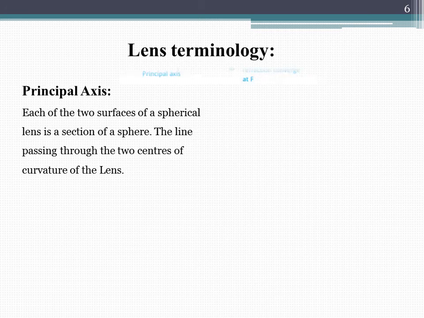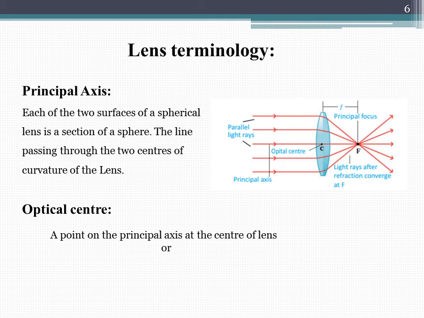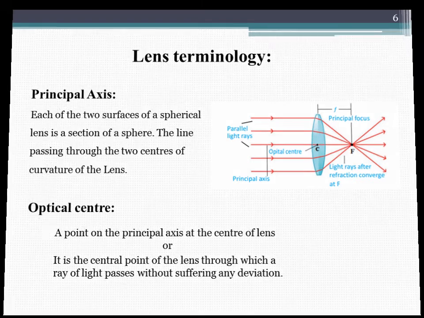Now let's discuss some terms associated with lenses. Principal axis is the line passing through the center of the surface of the lens shown in the figure. Each of the two surfaces of a lens is a section of a sphere. So the principal axis is the line passing through the two centers of curvature of the lens. Second is the optical center, which is a point on the principal axis at the center of the lens, or it can also be defined as the central point on the lens through which a ray of light passes without suffering any deviation, denoted by capital C in the figure.